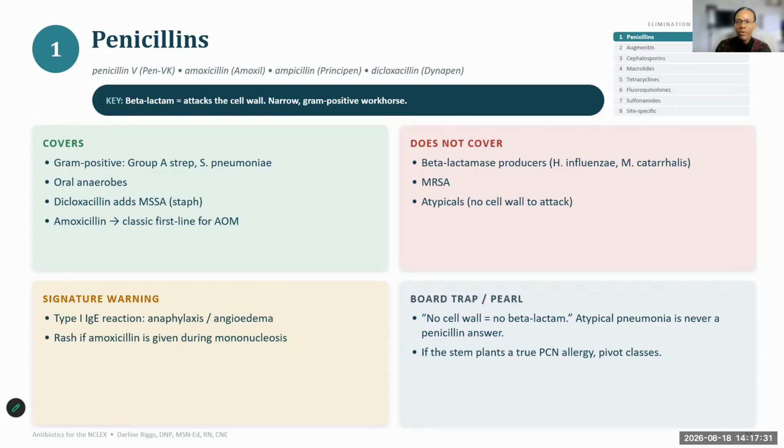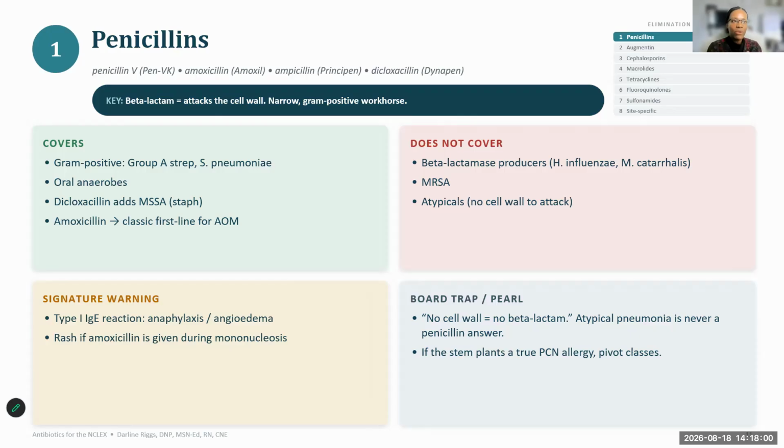In other words, questions where there's something in the question that gives you a clue that you need to pick up on, right? So this is a nice little, this is not a mnemonic, but it should help you. No cell wall, no beta-lactam. No cell wall, no beta. Starts the same. Okay, so if it's like atypical pneumonia, that's never a penicillin insert.